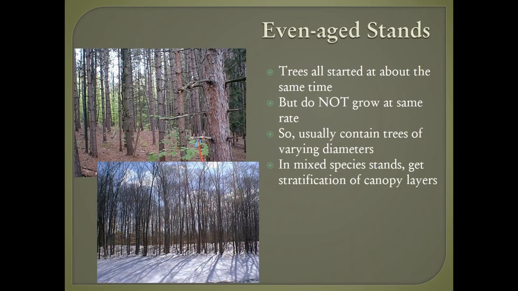It's important to remember, however, that even in an even-aged situation, trees do not grow at the same rate. Different species grow at different rates. So a white pine tree can grow much, much faster than a sugar maple tree. That really large white pine tree would very often be the very same age as a much smaller sugar maple tree. So you can find stands that have varying diameters, but still be even-aged.